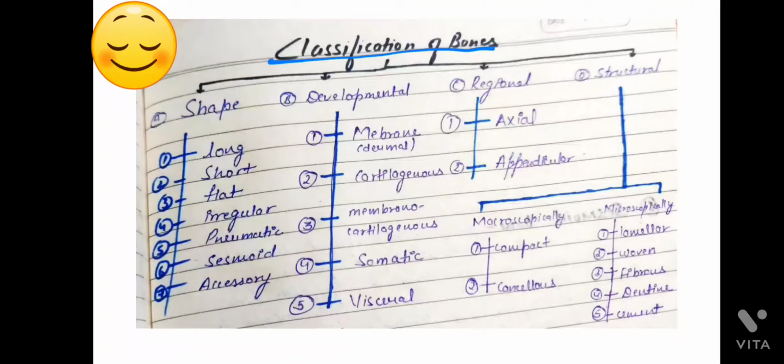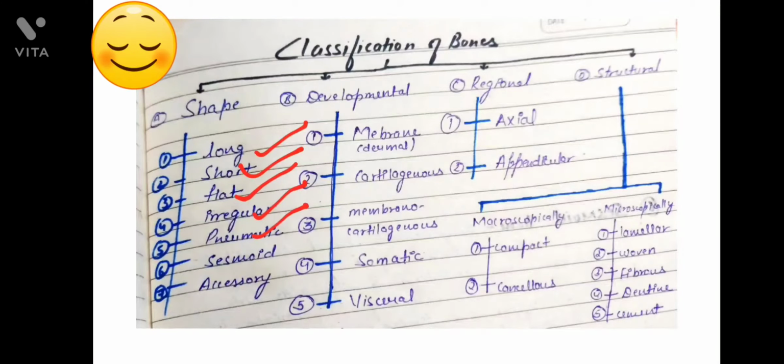Classification of bones. There are four types of classification of bones: on the basis of shape, developmental classification, regional classification, and structural classification. Classification on the basis of shape has 7 types: long bones, short bones, flat bones, irregular bones, pneumatic bones, sesamoid bones, and accessory bones.